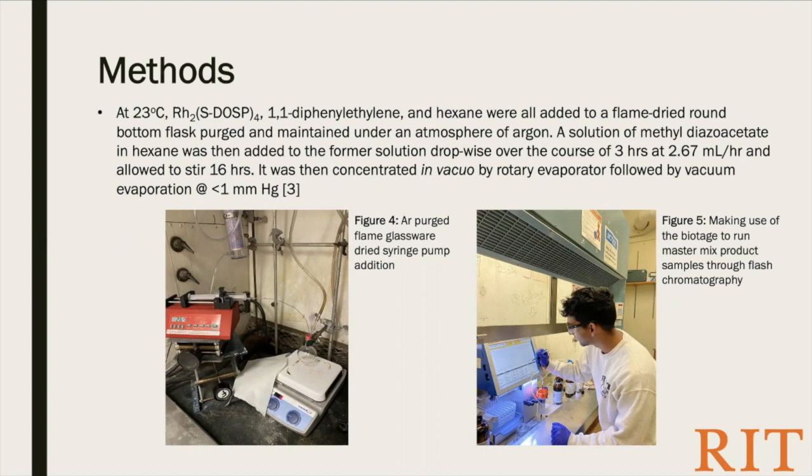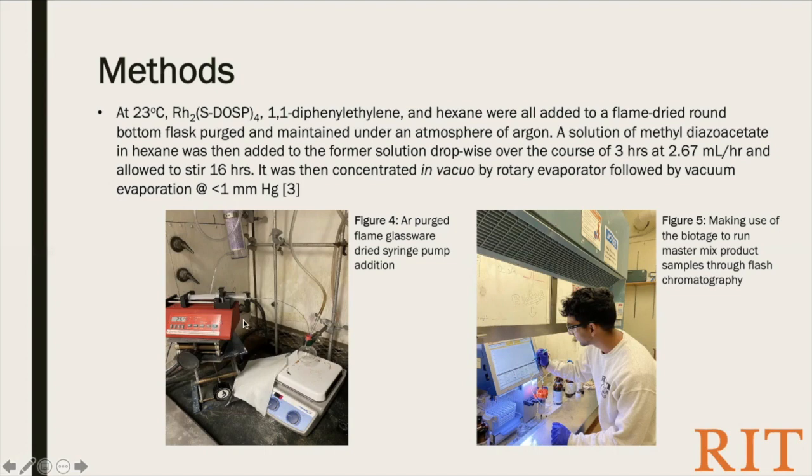What happened was the rhodium along with hexane and diphenylethylamine were added into this round bottom flask as it was stirring. The rhodium is actually a solid, but this way it would dissolve in the solution. Then the diazoacetate, which is the other building block that you saw on the last page, would be added with hexane into this syringe, which would then be pumped by the syringe pump. It's a machine that pumps the syringe into our reaction at a steady rate of 2.67 milliliters per hour.